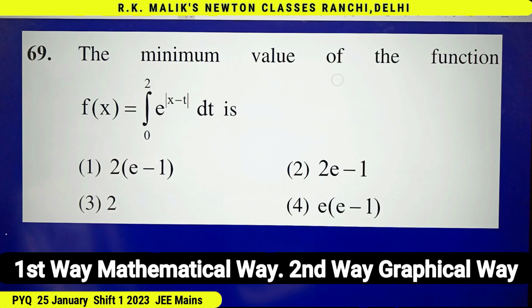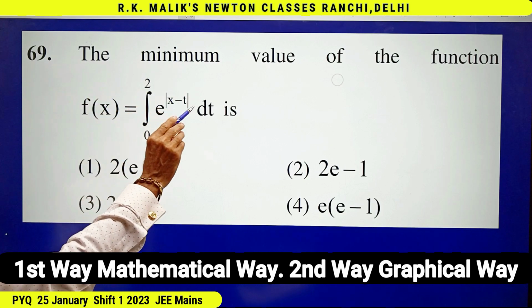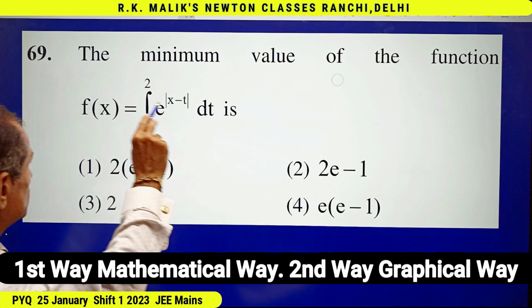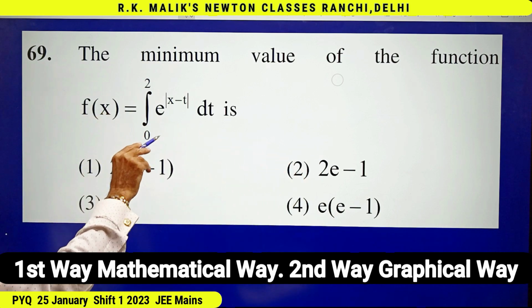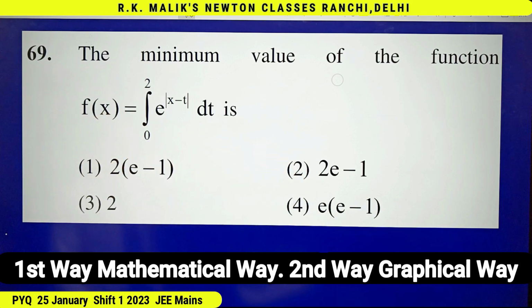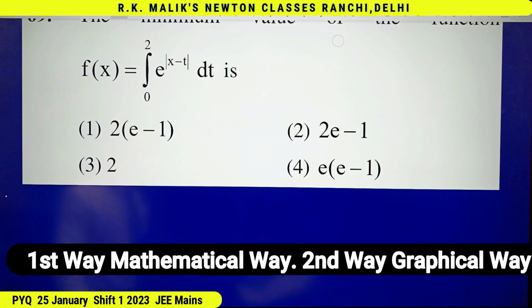In this question it is given that the minimum value of the function f(x) equal to this is, you have to find the correct choice. Before I do this question, I would like you to remember these formulas. The formulas which I am going to tell you are very useful in the questions of definite integral. You can do the questions without using these formulas also, but using these formulas makes our solution short.